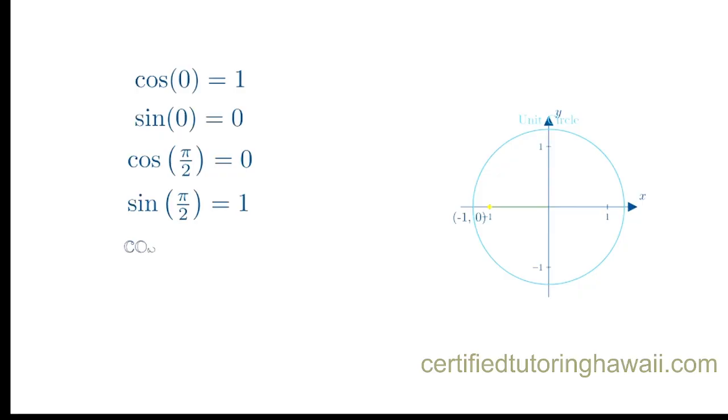Here, the coordinates are cos pi, sine pi. We get cos pi equals -1 and sine pi equals 0. Finally, let's find the values for 3 pi over 2 radians.